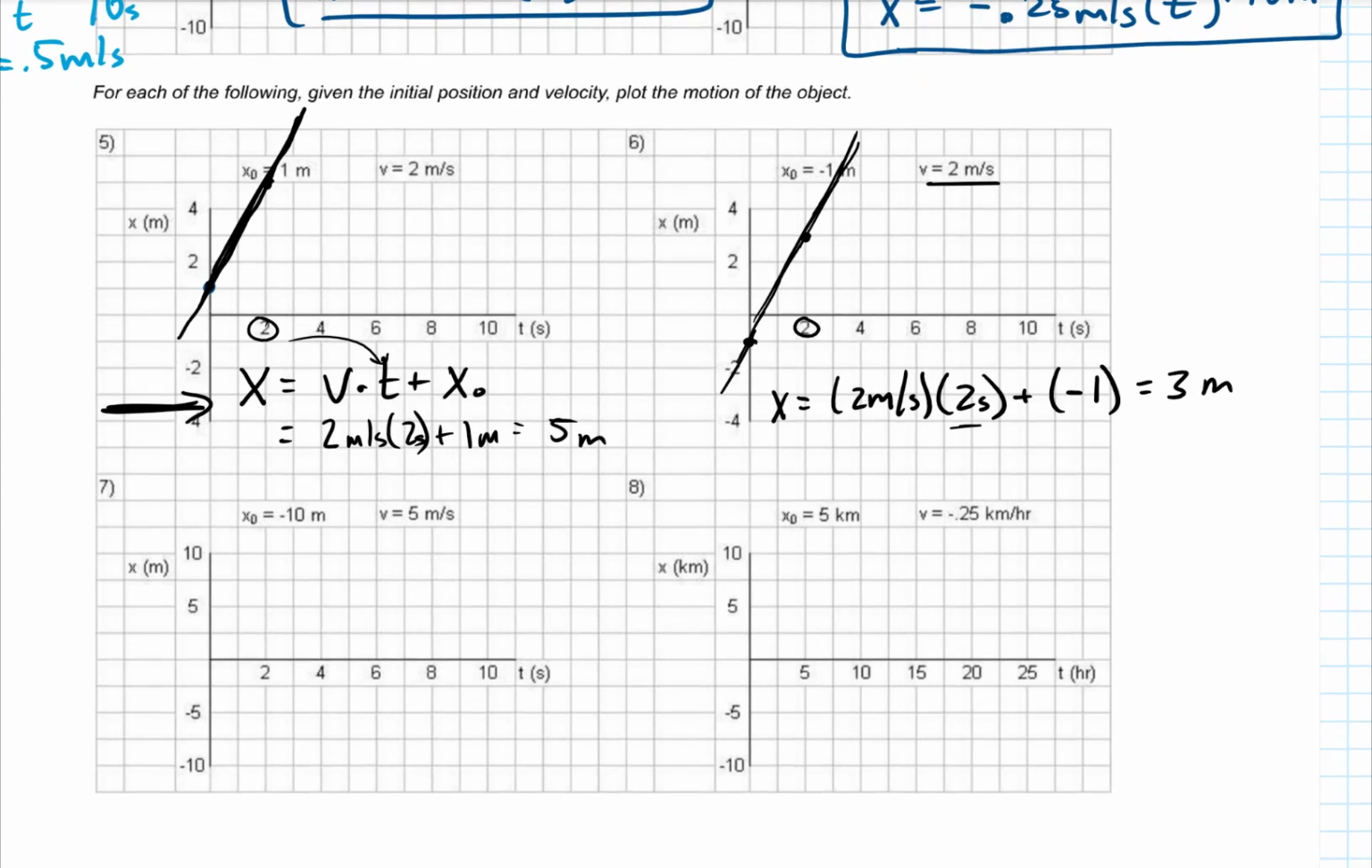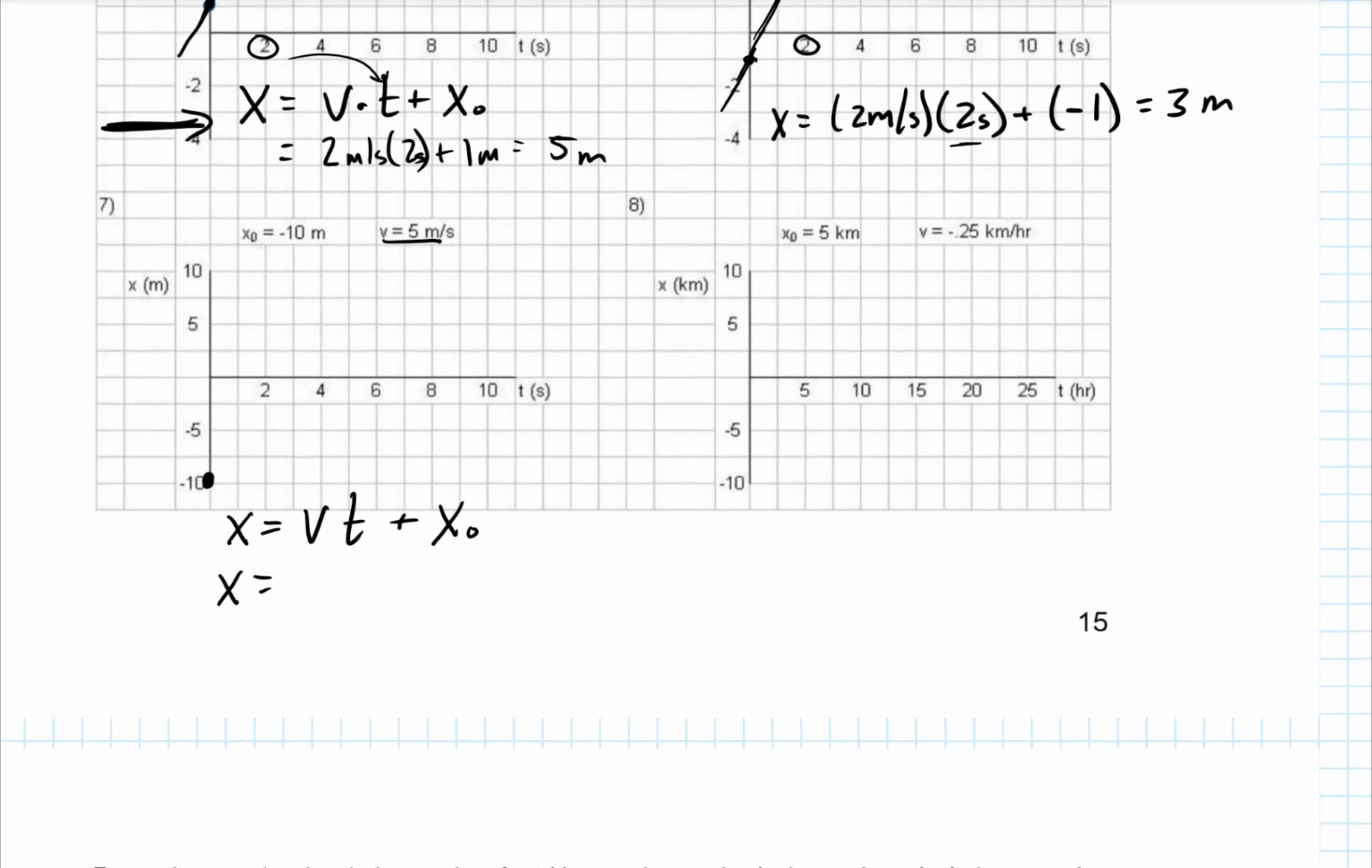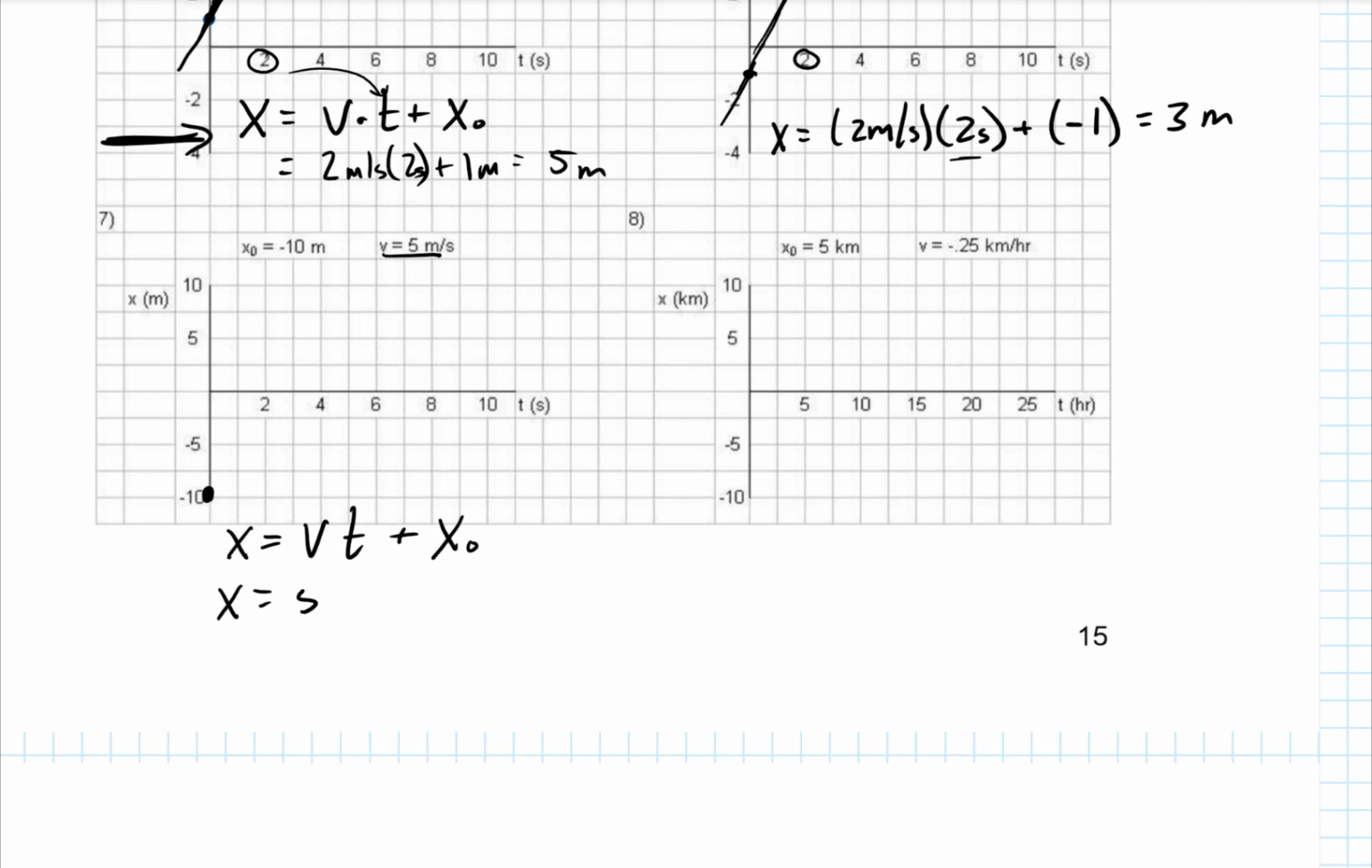For this third one, number 7, the initial position is -10 meters. The velocity is 5 meters per second. So we have x is equal to velocity times time plus x0. So x is equal to 5 meters per second times, I'll go with 2 seconds again, 2 seconds plus -10. So that makes my position 10 minus 10, or 0 meters. So my position is going to be 0 meters.